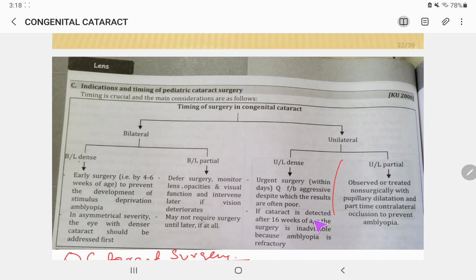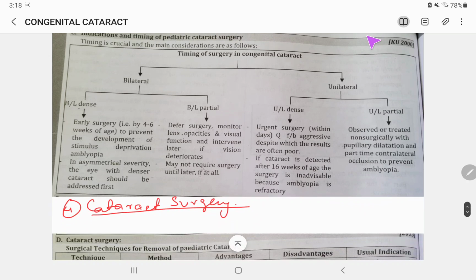And if the cataract is detected after 16 weeks of age, the surgery is inadvisable due to refractory amblyopia. And for unilateral partial, we don't do surgery, but we treat it non-surgically with pupillary dilation and part-time contralateral occlusion. We occlude one eye for 2-3 hours, and then the other eye is partially occluded.